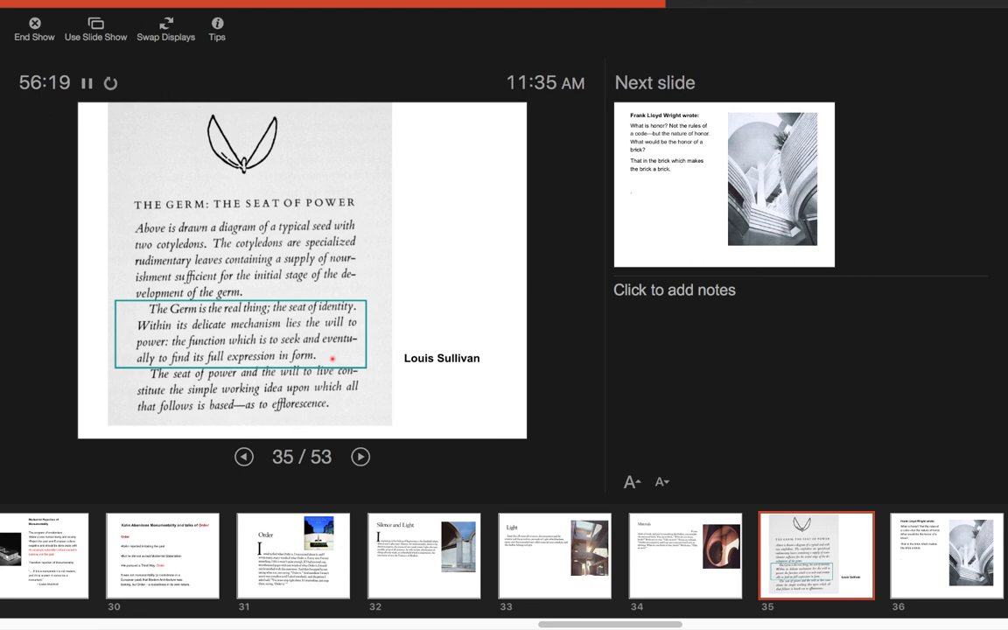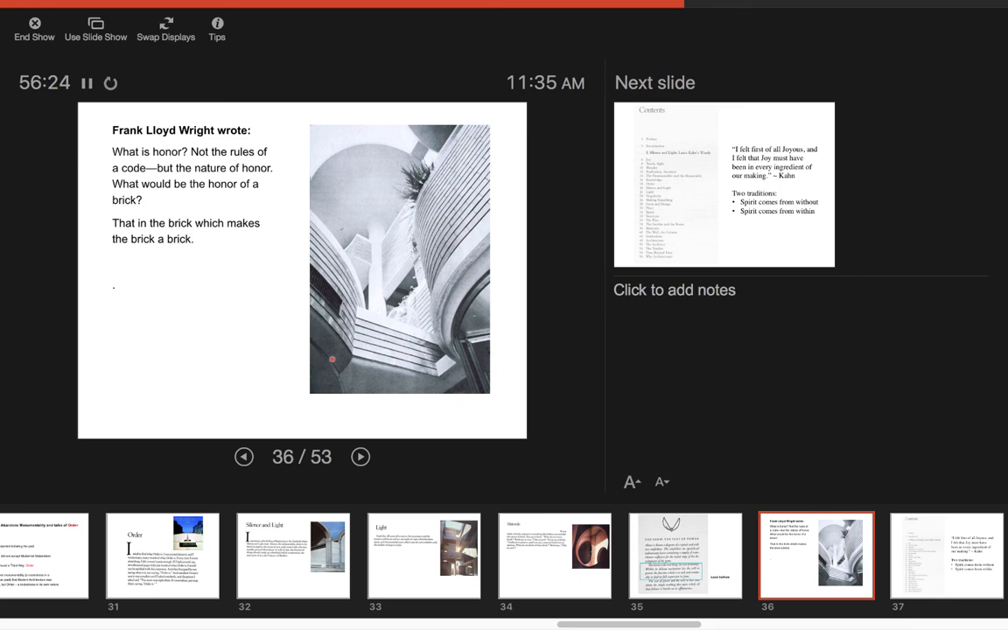Frank Lloyd Wright says, what is honor? Not the rules of a code, but the nature of honor. What would be the honor of the brick? Now, what does that mean, the honor of a brick? That in the brick which makes the brick a brick.